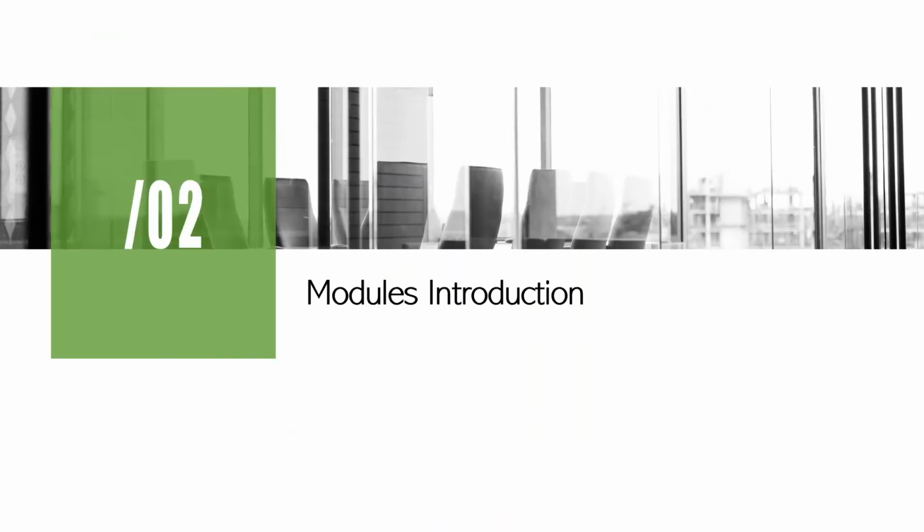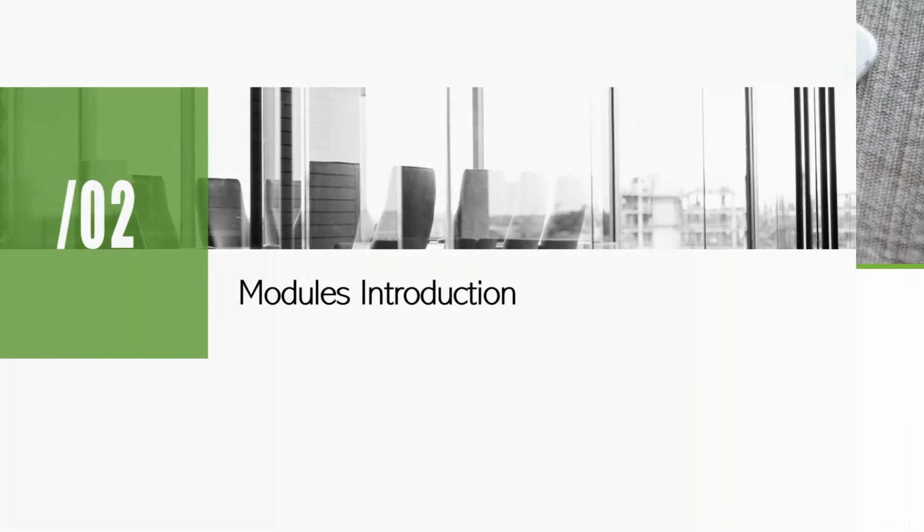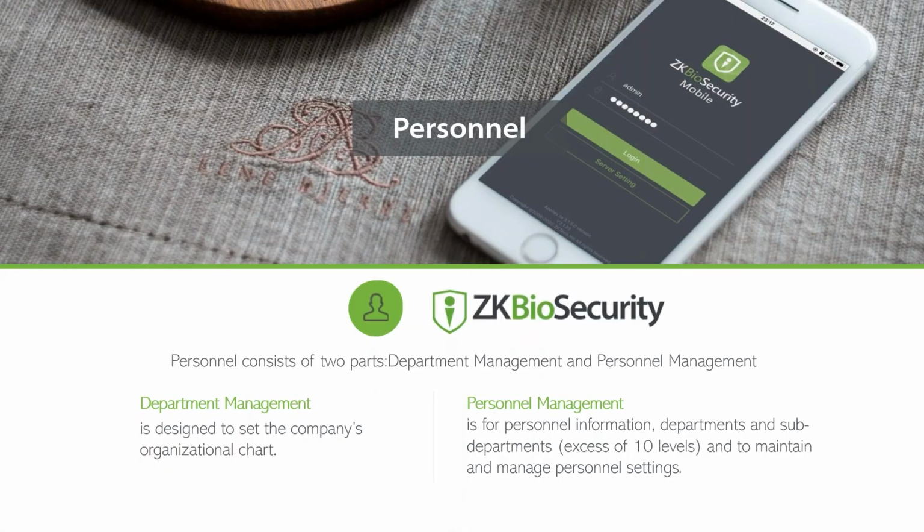I'm going to keep on with the introduction of the modules. Okay. The personnel module consists of two parts: department management and personnel management. The department management is designed to set the company's organizational chart. We will set up how the hierarchy, how the company is set, with the different departments: sales, technical, financial, whatever. And the personnel management, in which we will assign this person, this employee, to the department that we have created previously. Okay.